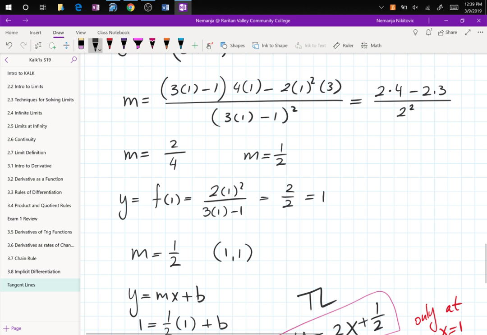Woohoo! Those are the tangent lines. So get your derivative, plug in the x value to get the slope, then plug in the x value in the original function to get the y. You have x, y, and m. Calculate your b, and just write down what the line is.